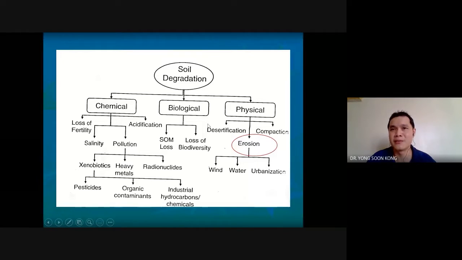Why? Malaysia, especially Peninsular, maybe even Sabah and Sarawak, the land mass is too small. There's no way you're going to have desert. And let's not forget, Malaysia has the second highest rainfall of any nation in the world. So there's no way you can have desert. But because of the high rainfall, we're going to have erosion, and that is exactly what we're going to talk about today.